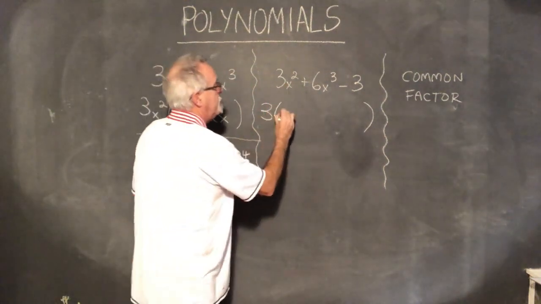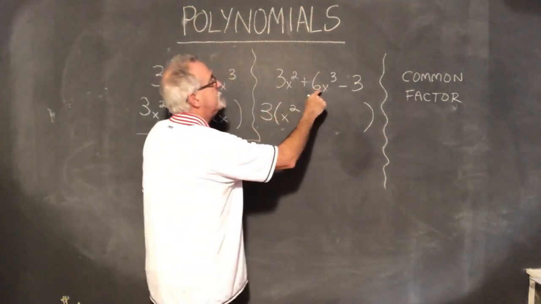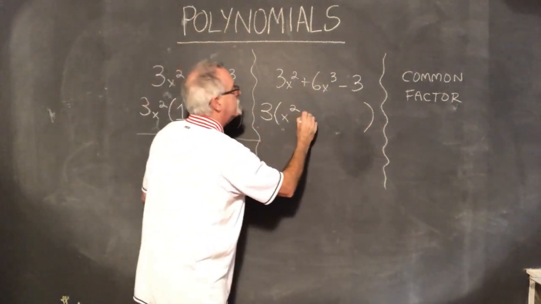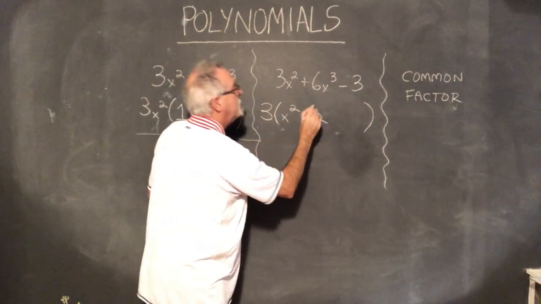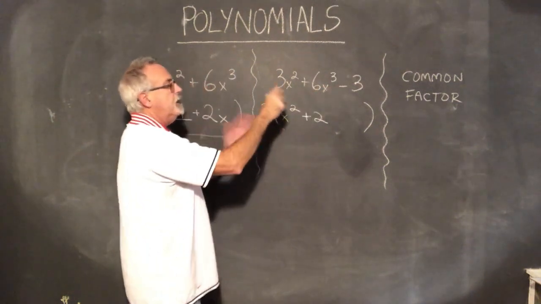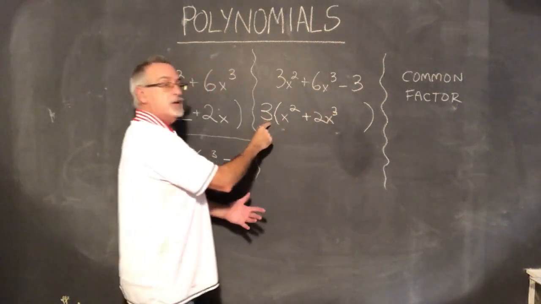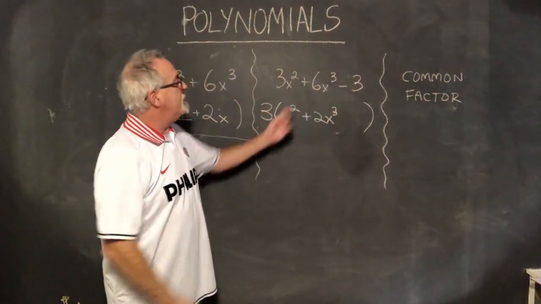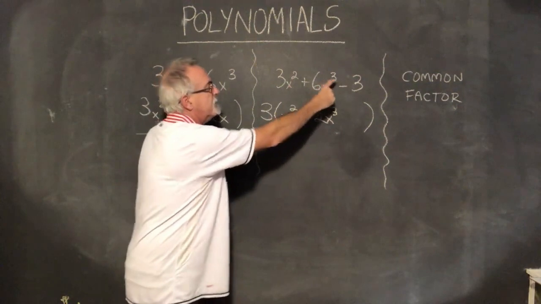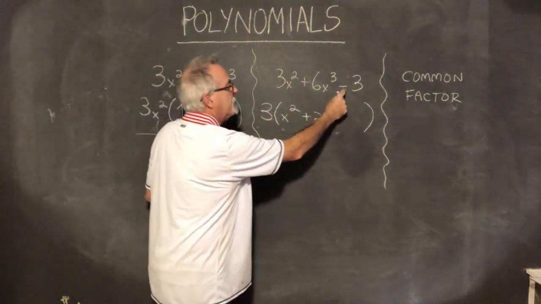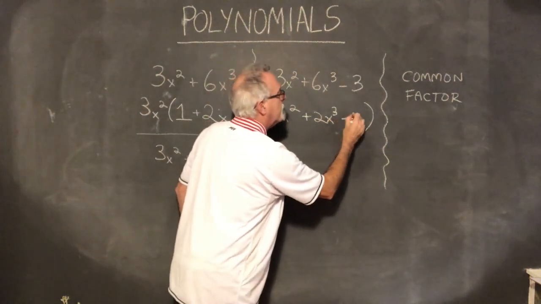3x squared divided by 3 leaves x squared. 6x cubed divided by 3, do it in pieces, 6 divided by 3 is equal to 2. And x cubed divided by, oh, the x cubed is still there because I wasn't able to factor out any variables with exponents. So like the x squared stays here, the x cubed stays there, but the numbers I'm able to factor. And finally, minus 3 divided by 3 is equal to minus 1.